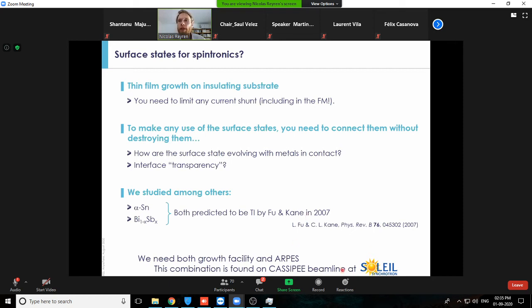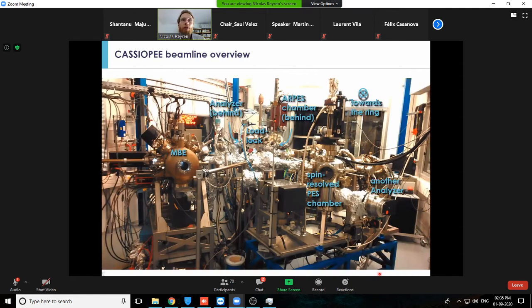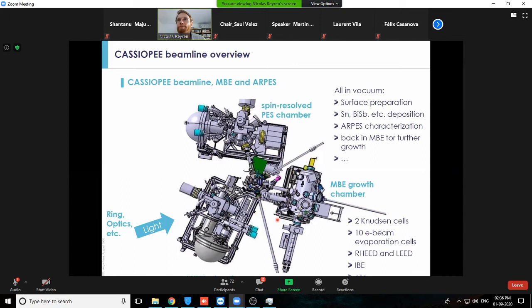This we can find at the CASSIOPEE beamline at SOLEIL synchrotron. This is a poor resolution picture, sorry for this, of the CASSIOPEE beamline end station. And you see here the molecular beam epitaxy chamber where we can prepare the substrates, analyze them, and then grow the films. It's connected through vacuum to the ARPES chamber that is behind there. There is also a spin-resolved photoemission spectroscopy chamber where Otsubo could image the spin polarization in the alpha tin. And okay, so this is the top view.